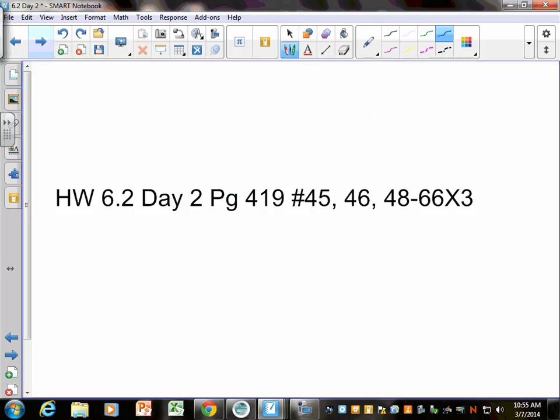This is your homework. 45, 46, those are for the graph ones. 48 is the graph one. And then starting with 51 through 60, that's where they say find the inverse and graph. And then 63 and 66.